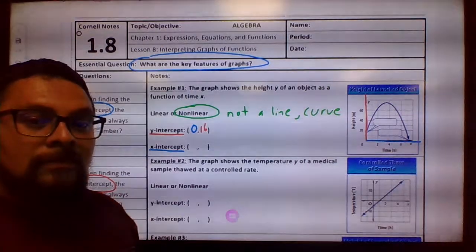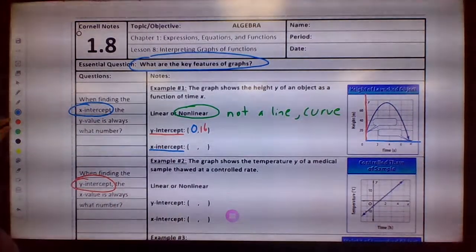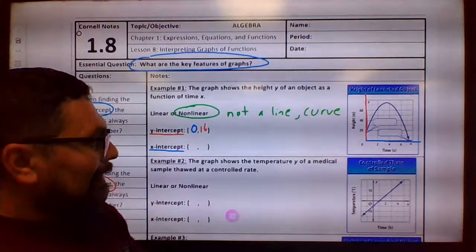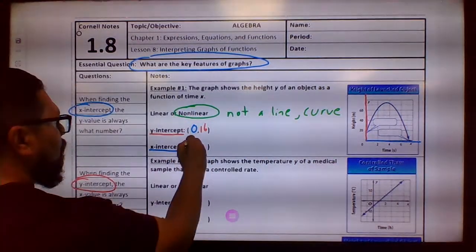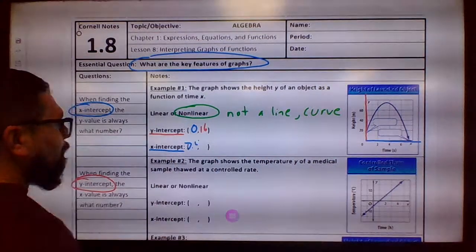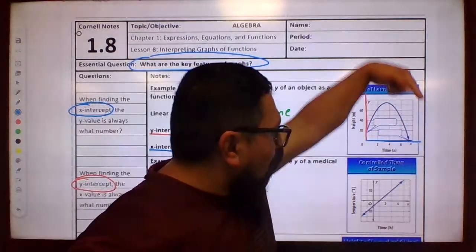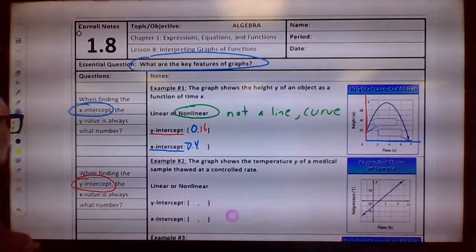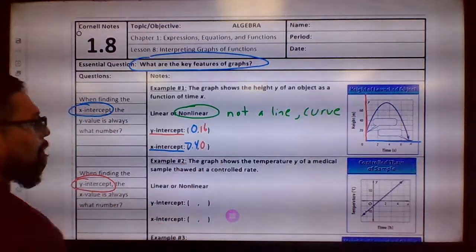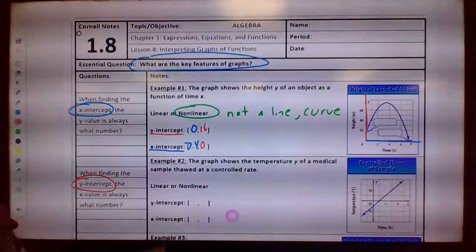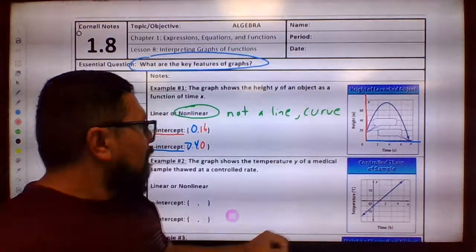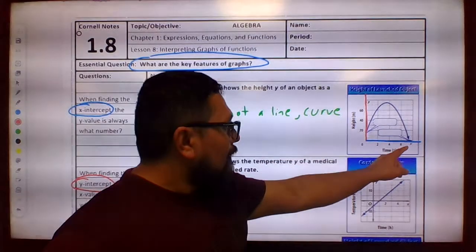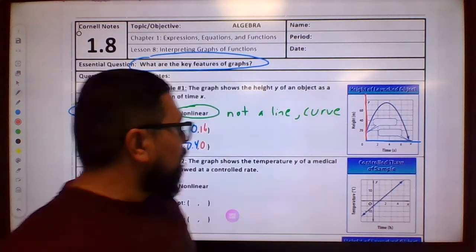For your x-intercept, where does this graph cross the x-axis? It looks like it crosses it at 7.4. So we're going to put 7.4, and on the y part, it's at 0. So the y-intercept crosses at (0, 16), and the x-intercept crosses at (7.4, 0).